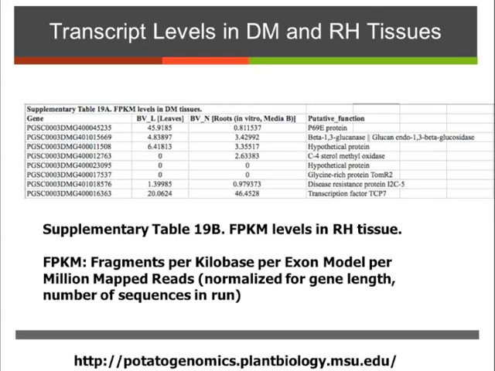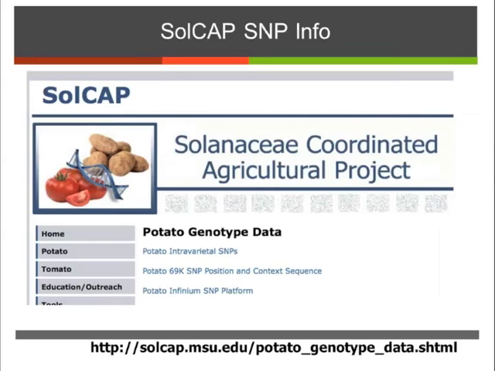Now, the units for this RNA-seq data are normalized for the length of the transcript and also for the number of reads you got per lane. So it's in what's called FPKM, which is fragments per kilobase per exon model per million mapped reads. Just think of this as a normalized value that you can compare down a library across many genes and also between libraries.